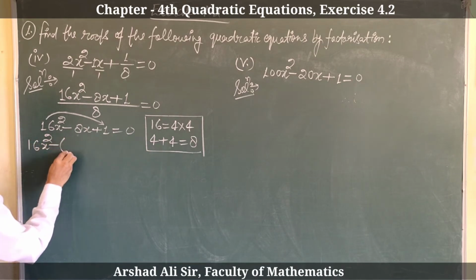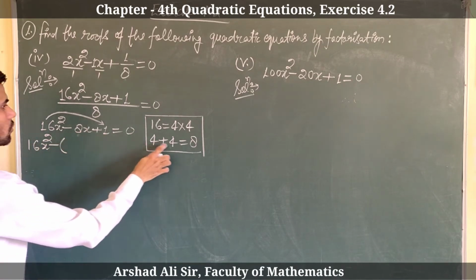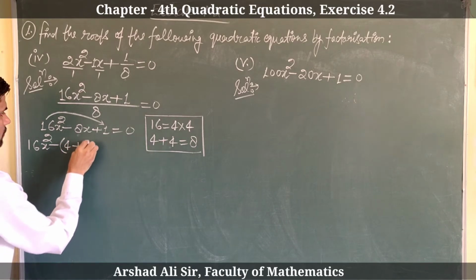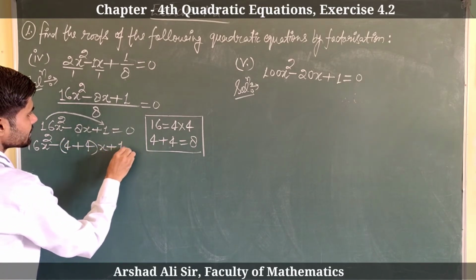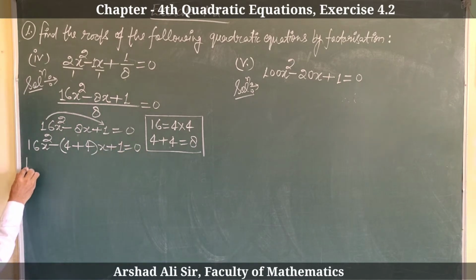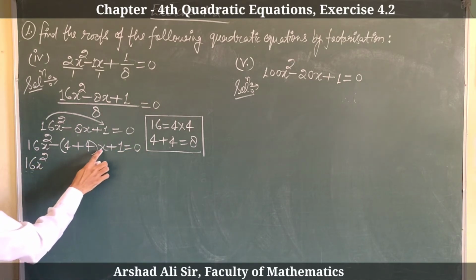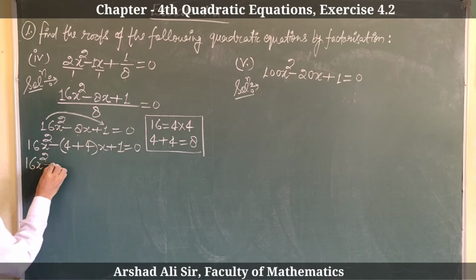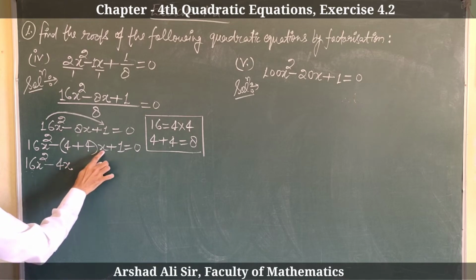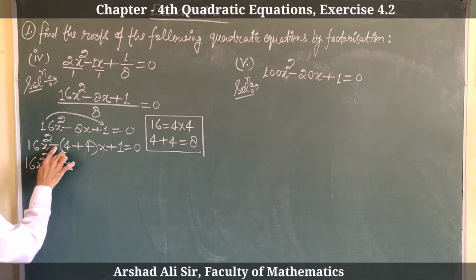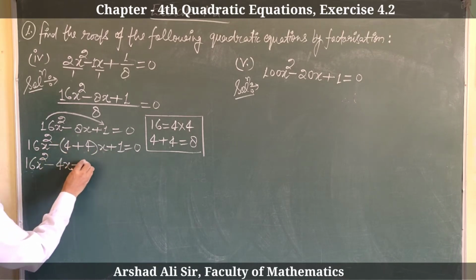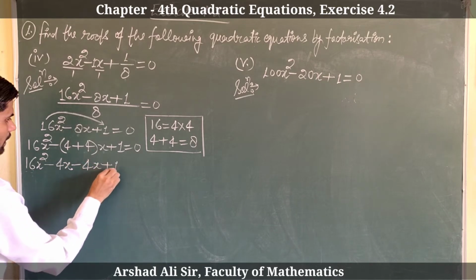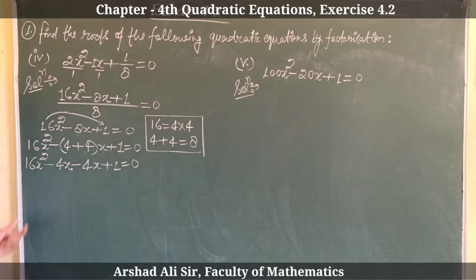16x square minus, instead of 8 we will write 4 plus 4. (4 plus 4) into x plus 1 is equal to 0. Now 16x square, x multiply by 4 is 4x, and this is a negative sign, means this will be minus 4x. X multiply 4 is 4x, and same thing with this 4, minus 4x plus 1 is equal to 0. Now we have these 4 terms, we can take 4x as a common from first 2 terms.